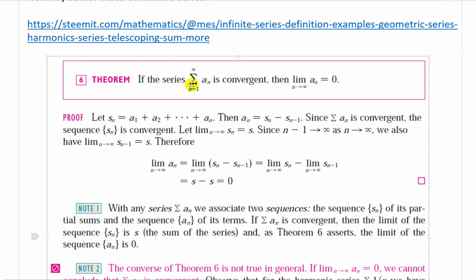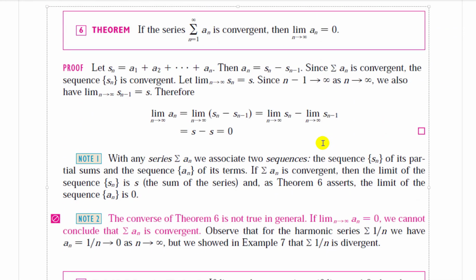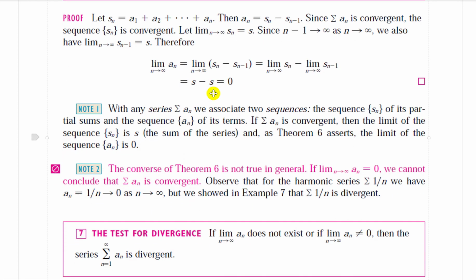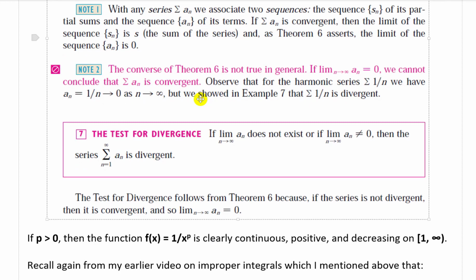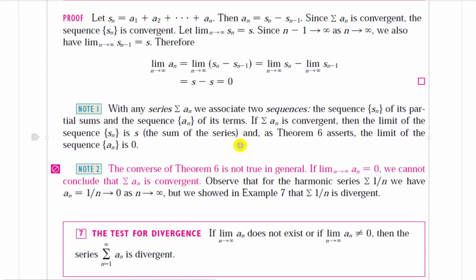If the series, n equals 1 to infinity, the summation of an is convergent, then the limit as n approaches infinity of an has to equal 0. So if it's convergent, this has to be going to 0 as well. And there is the proof for reference. Again, you could see the earlier video to see it in more detail. And just to note, the opposite of this theorem is not true in general.